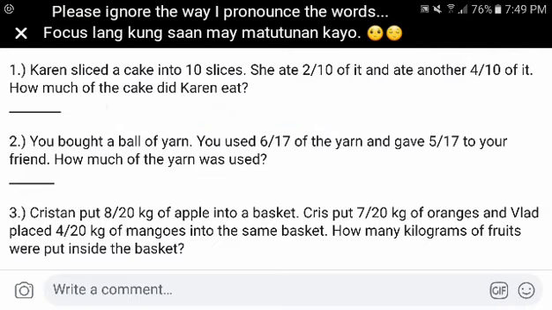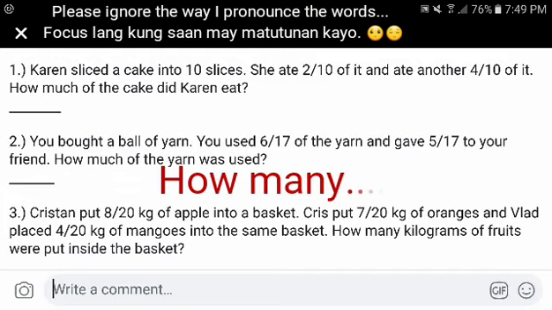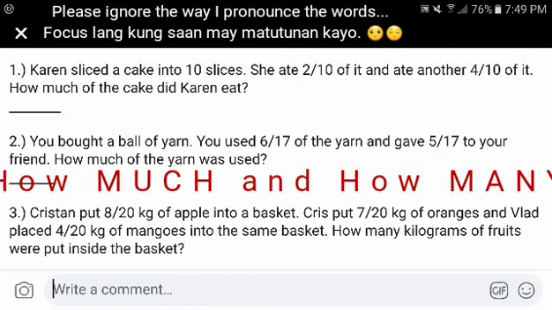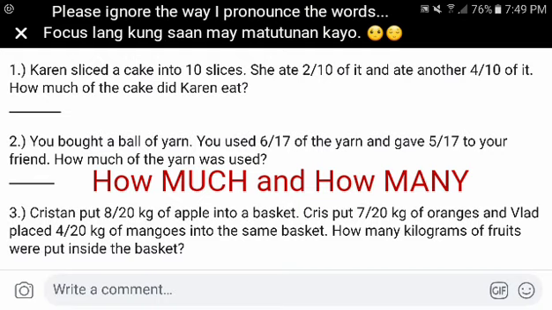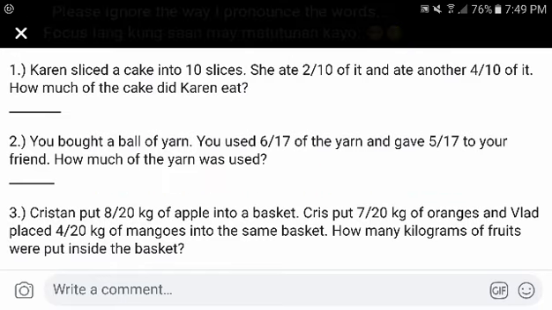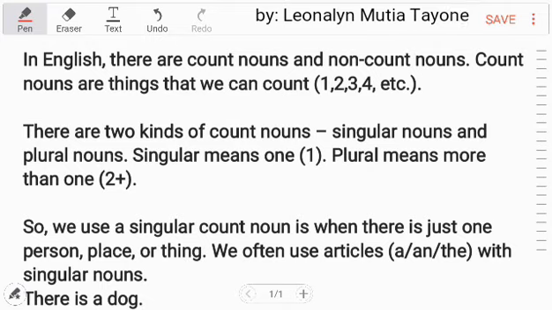Second, you bought a ball of yarn. You used 6/17 of the yarn and gave 5/17 to your friend. The question is, how much of the yarn was used? Or is it how many of the yarn was used? If you want to know how to use how much and how many, then we need to know some of the different kinds of nouns in English. Let's take a look at how we use how much and how many properly in English.